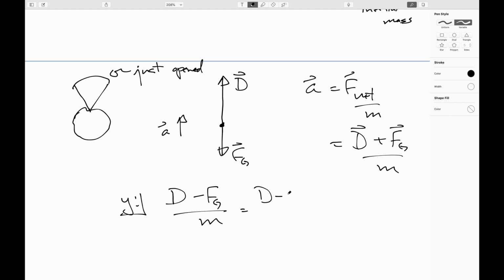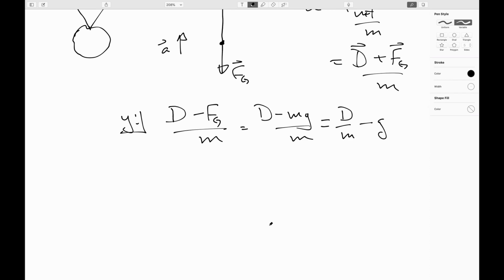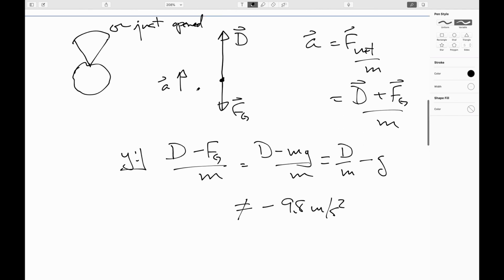We can put in our model of gravity, and we can rearrange to get that this is D over m minus, we'll have mg over m, so g. Whatever this works out to be, and it could literally be anything, it almost certainly is not equal to negative 9.8 meters per second squared. In fact, in this example, as I have it drawn, it's positive. It's not even a negative number. It's positive something. So this is why I make a big deal that g is not an acceleration.